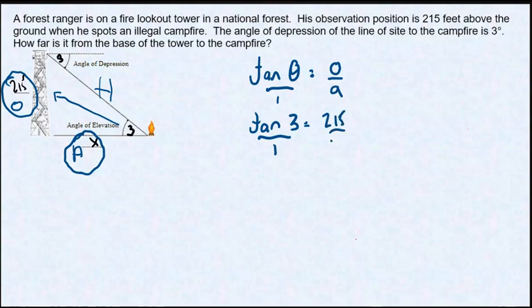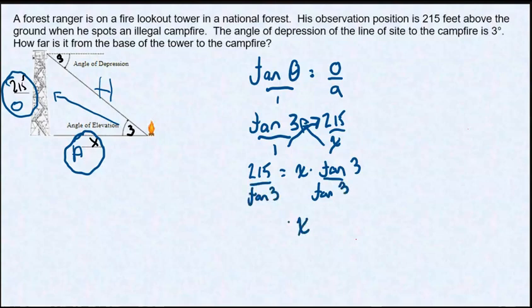So now I am filling in my proportion, and I am cross multiplying. So this is 215 equals x times tangent 3. Then I'm going to divide by tangent 3 on both sides. And we're going to see what my calculator says. And my calculator says 4,102.44 feet. Which is part of the reason why I spoke to the consideration of what these triangles would look like at scale, so this way you're not shocked at this answer.